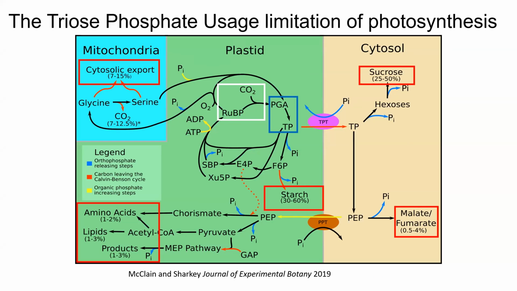One of the other surprisingly big contributors to TPU capacity is the cytosolic export and use of photorespiratory intermediates serine and glycine, which began as phosphorylated intermediates in photorespiration and then do not return to the plastid.